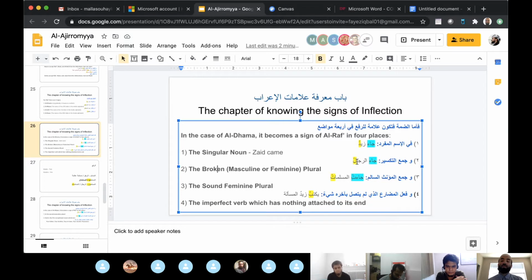Like the example that I give is ja'a rijalu, which means the men came. Ja'a rijalu. You see how there's a dhamma at the end of rijal? So again, the dhamma indicates that al-rijal has the inflection of rafa. And then once you know that al-rijal has the inflection of al-rafa, what do you know about al-rijal? You know that these men are the subjects of the sentence, right?